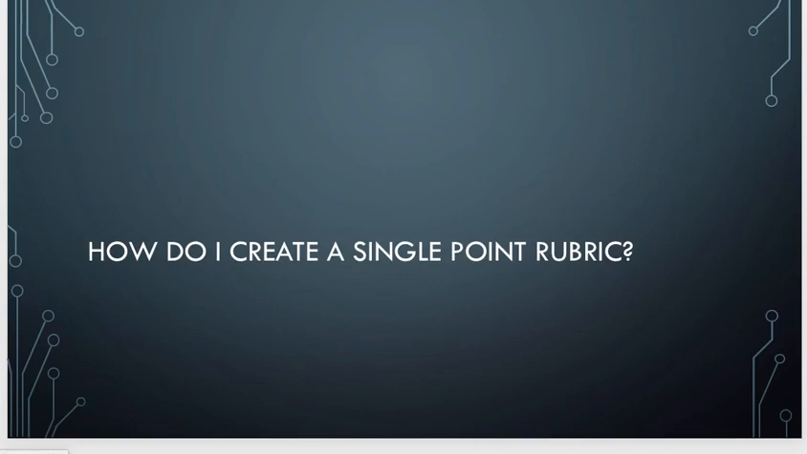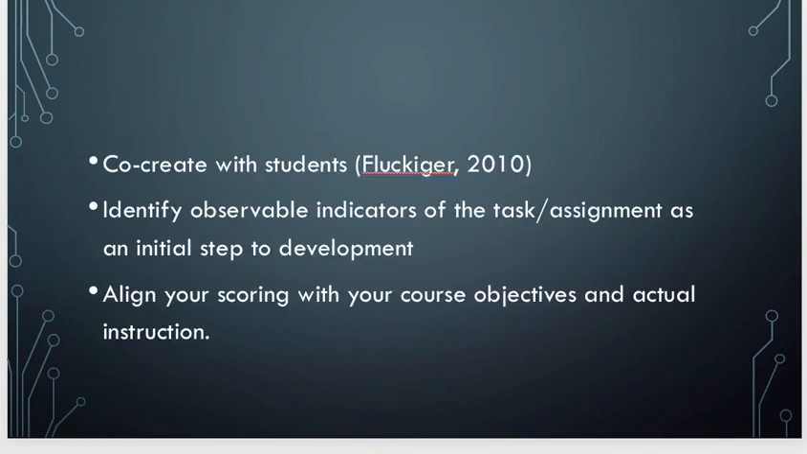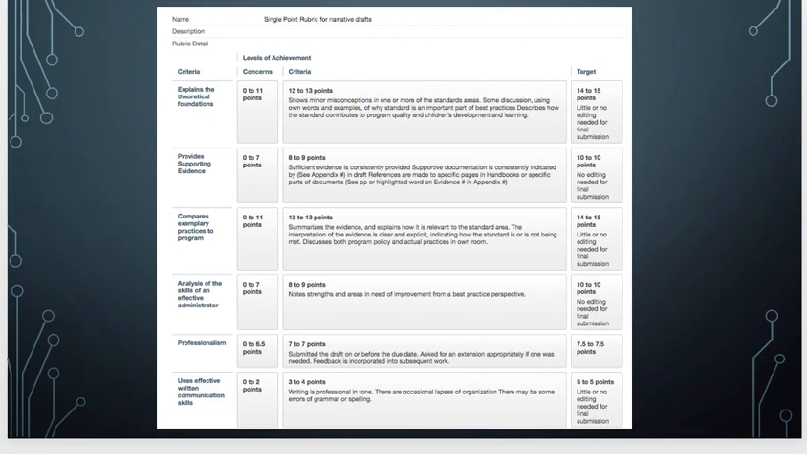How do I create a single point rubric? Well, I love the idea from an article that you co-create them with students. What do students see as an acceptable level of competency or skill? You need to identify the observable indicators of the task or assignment, and you need to align your scoring with course objectives and actual instruction. So using these guidelines, I developed two rubrics using Blackboard.